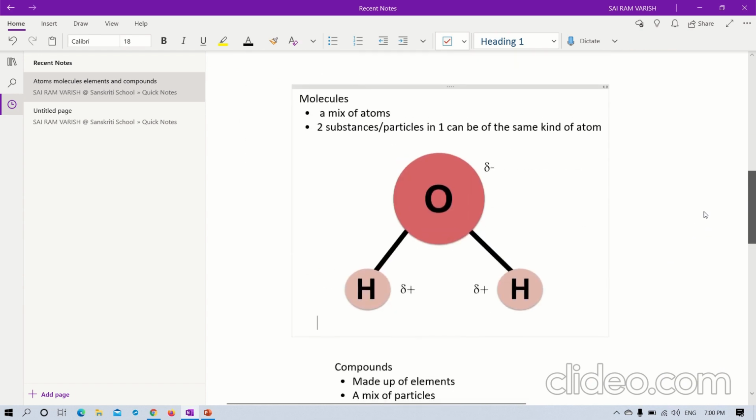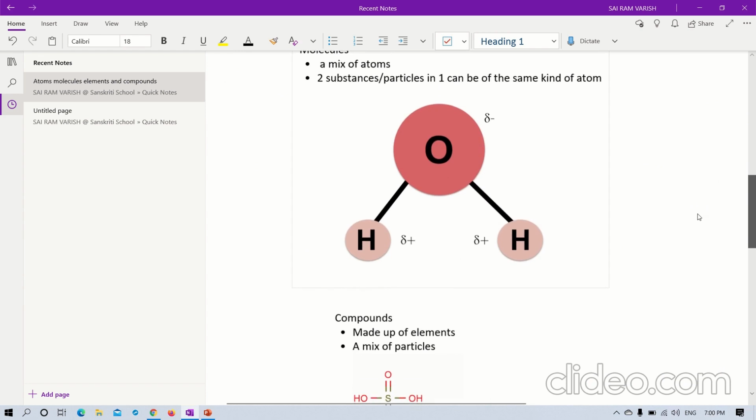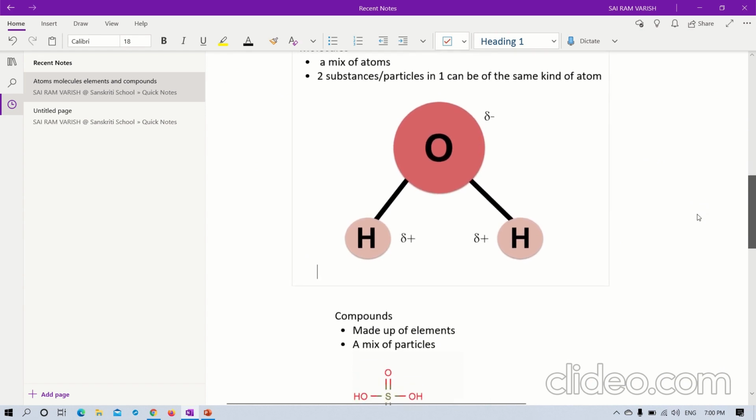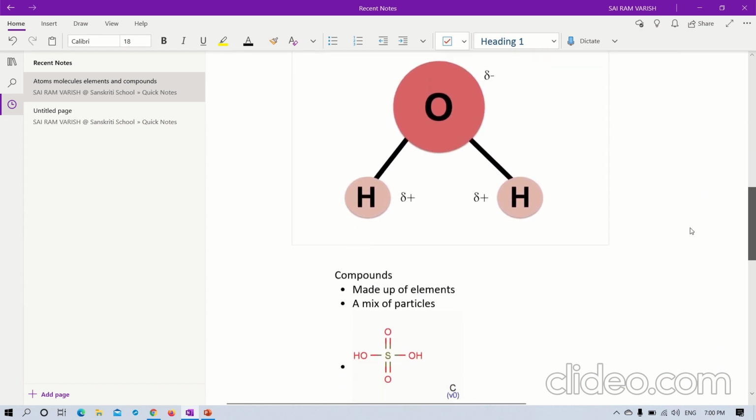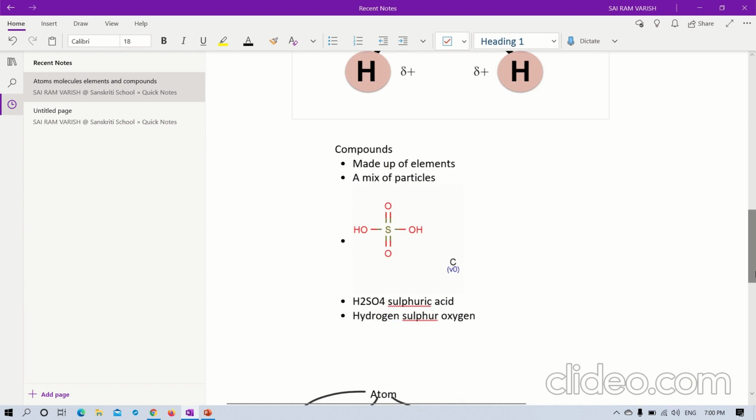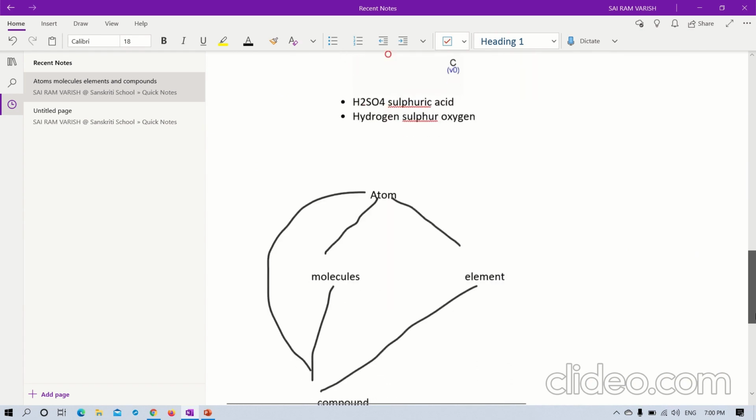Then the molecule, it's a mix of substances or the same kind of atoms, and it is joined by bonds. And then compounds, they're made up of different types of elements. And we look at the table over here. Atoms can make molecules, elements, and compounds, and then these molecules and elements can also make compounds.